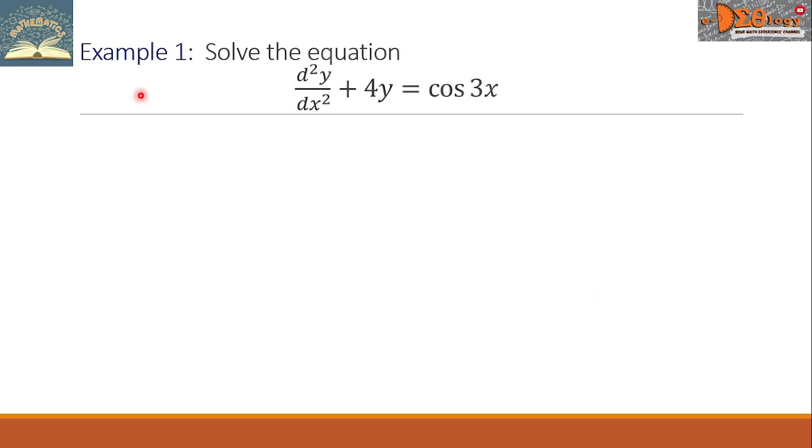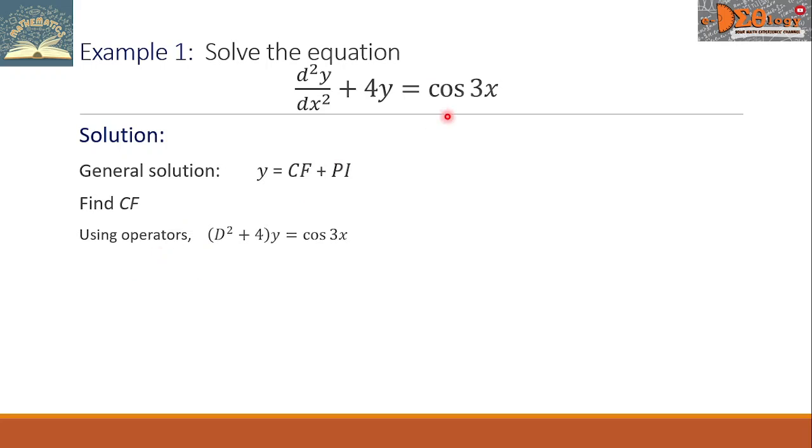Let us see example 1. Solve the equation second derivative of y with respect to x plus 4y equals cosine 3x. The general solution is y equals CF plus PI. Let's begin with finding CF.